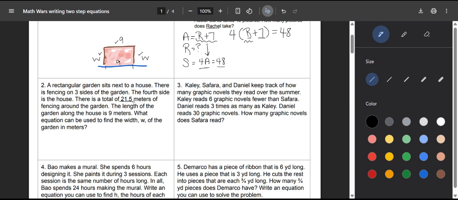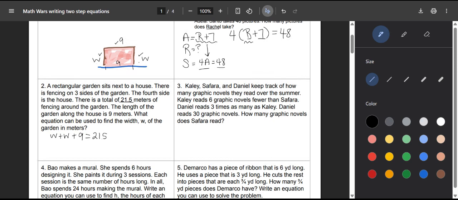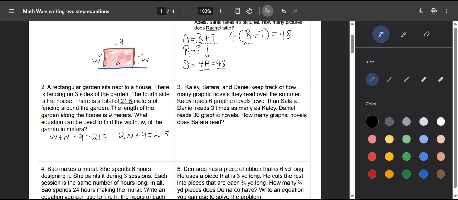Well, 21.5. So I can do W plus W plus 9, because I need all 3 sides, is equal to 21.5. I can take this a step further, and I can combine like terms. Because I've got 2 W's here, I can call it 2W plus 9 equals 21.5. And that looks just like the equations we've been working with. We could subtract and divide and solve what that is.